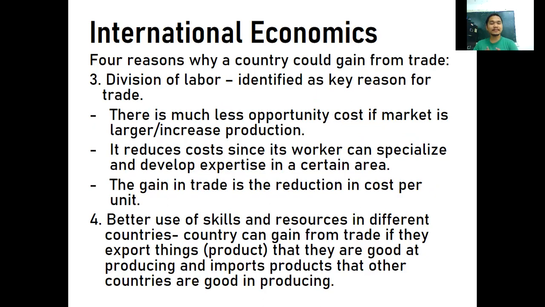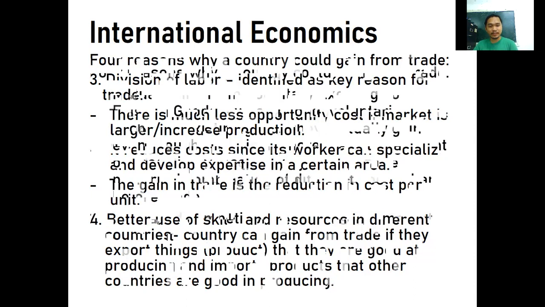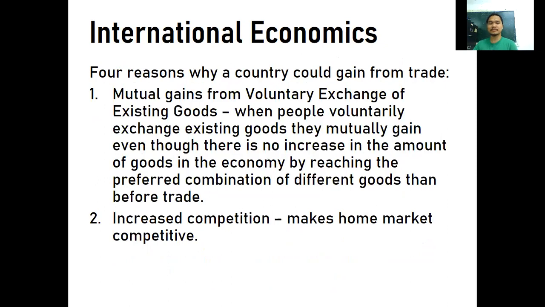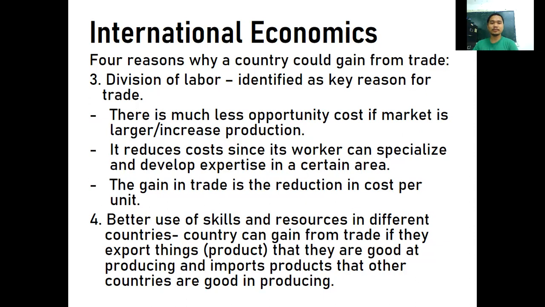And the fourth is a better use of skills and resources in different countries. So country can gain from trade if they export the things or the product that they are good at producing and imports product that other countries are good in producing. Okay. So again, first, mutual gains from the voluntary exchange of existing goods. Second, increased competition. Third, division of labor. And the fourth is a better use of skills and resources.